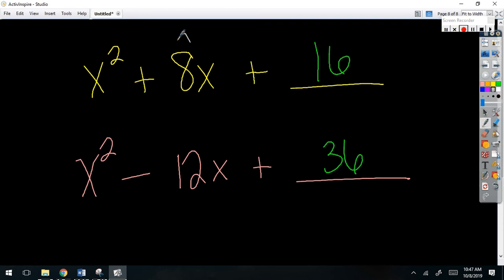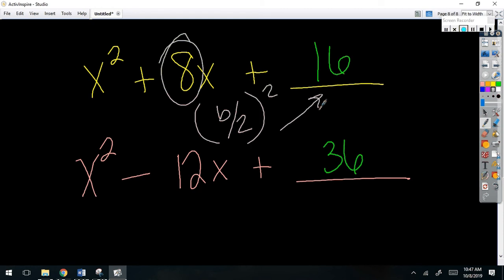So if I take what's in the middle, that's my B, right? And I cut it in half, and then I square it, it should give me what's on the end, right? Because they have to be perfect squares on the end. Remember, whenever you check to see if it square dances, it's square root, multiply, and double. Correct. And what's 4 squared?